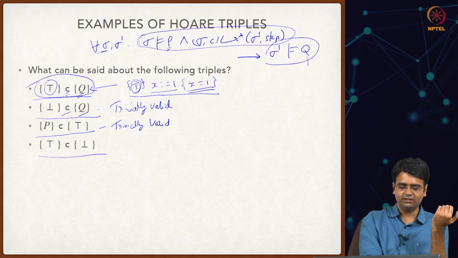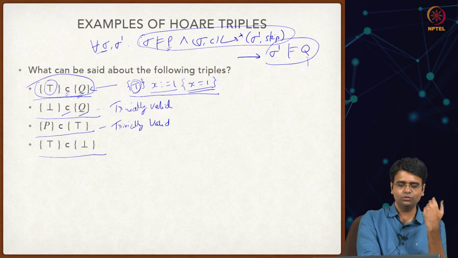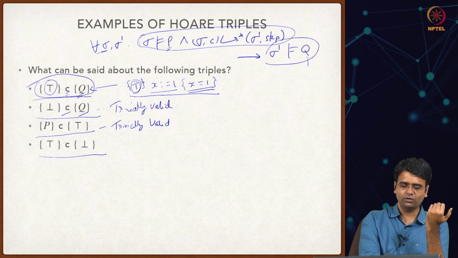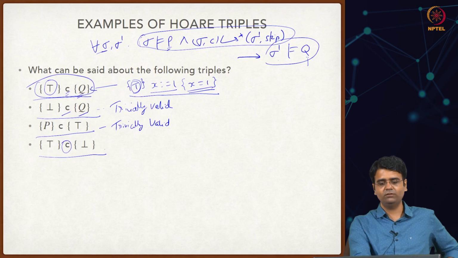Finally, let us look at this one. This is something interesting. It is true C false, which means that the precondition is true, the postcondition is false, and the program is C. Does there exist a program C for which this Hoare triple is valid?